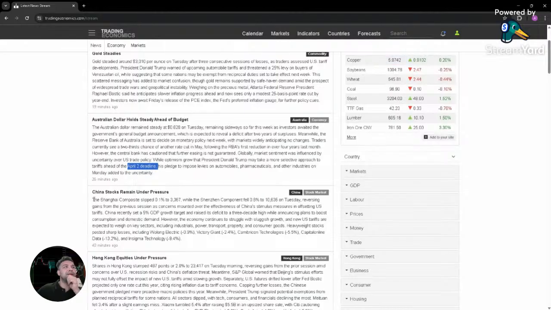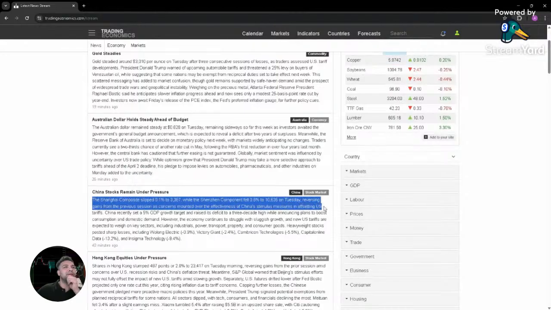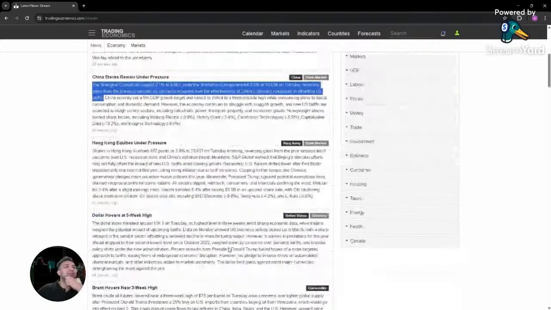So there is a little bit of weakness in the Chinese yuan right here, based on the US tariffs. China set a 5% GDP growth target and raised its deficit to a three-decade high while announcing plans to boost consumption and domestic demand. However, the economy continued to struggle with sluggish growth, and US tariffs are expected to weigh on key sectors, including industry, power, transport, property, and consumer goods. Heavy stocks posted sharp losses, including Wulong Electric, Victory Giant, Cambricon Technologies and Insigma Technologies.